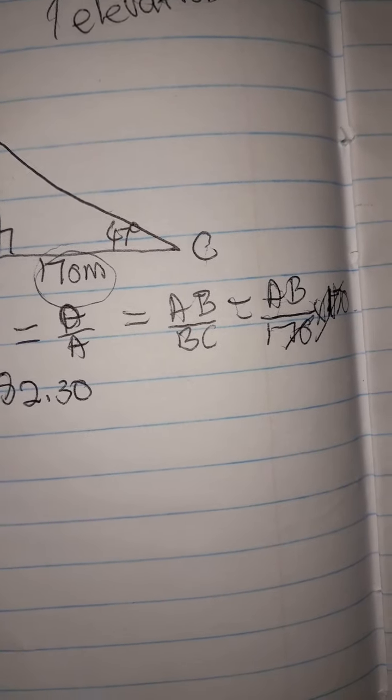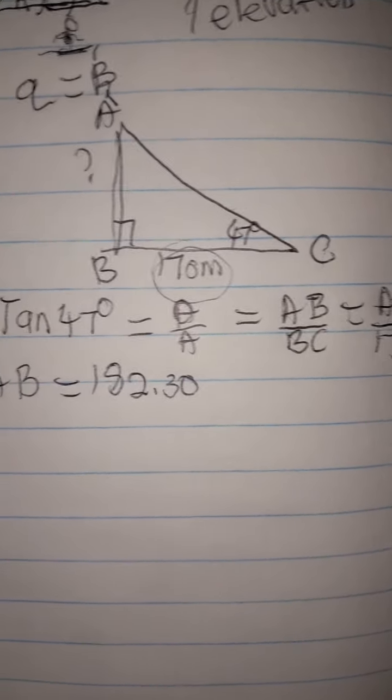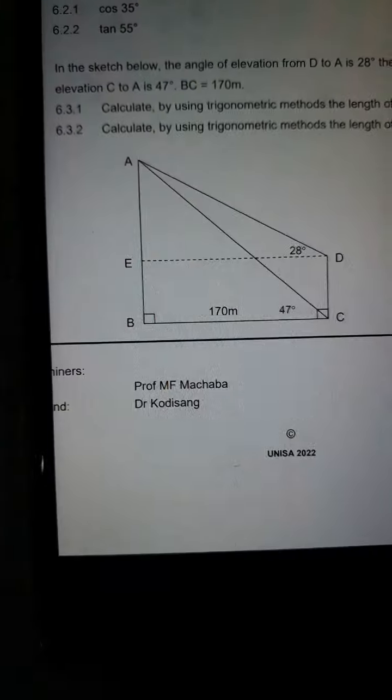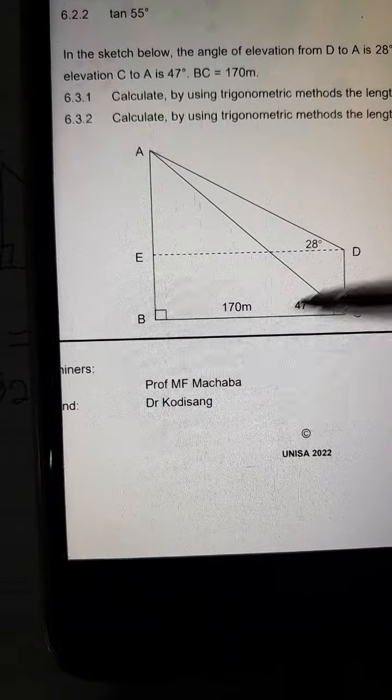Always start with a triangle that has most information. We can see what AB is now, no? All right. We'll answer all of them. Don't worry. We are done with this side.